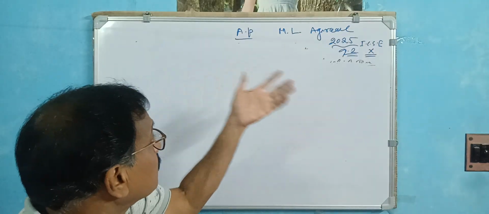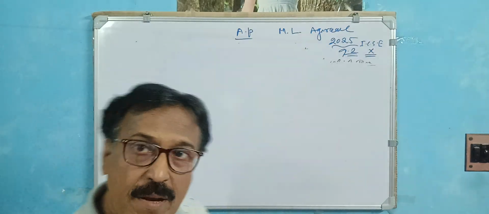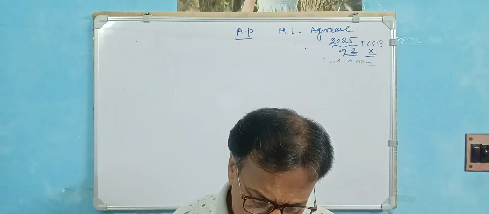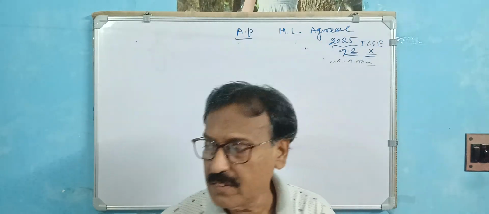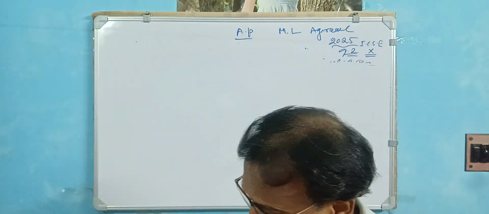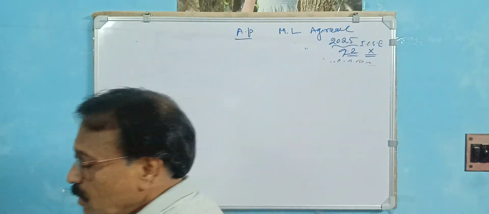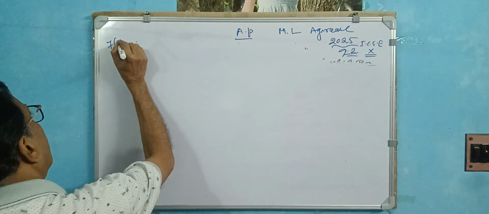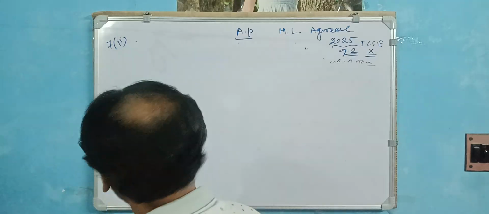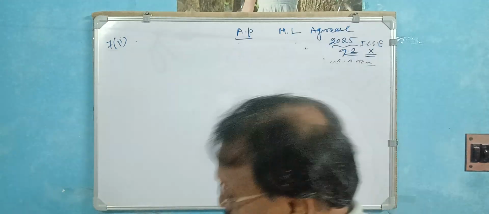Today I shall discuss AP from ML Aggarwal, class 10 ICSE board. This is the 2025 book, and the discussion is a continuation of exercise 9.2. Okay, so let's start today. Exercise 9.2. Now what's the sum?